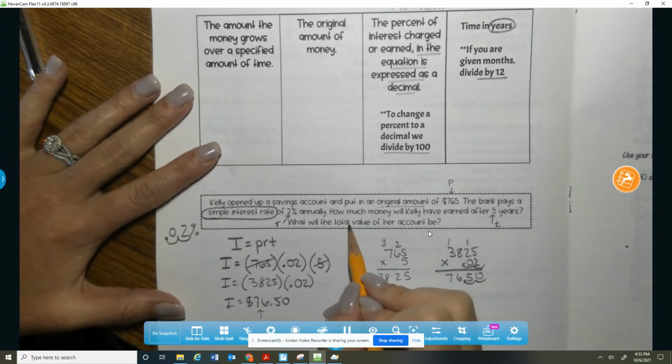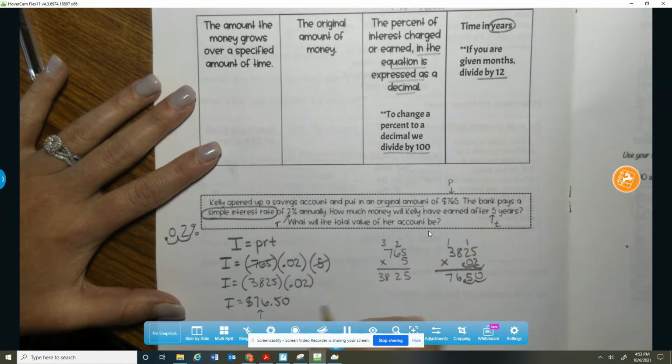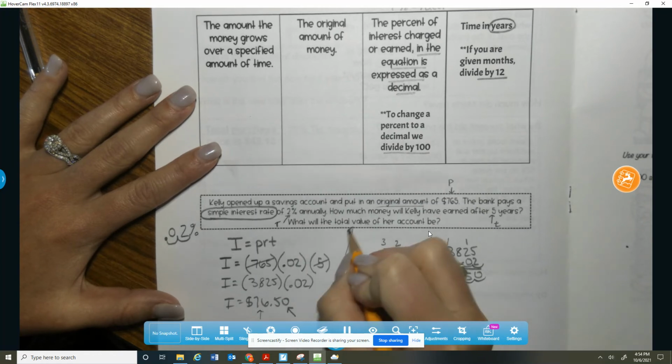Okay, now if we want the total value of her account after that amount of time, you would go through and add this number back to your original, which is 765, plus $76.50. And you would get $841.50 as the total value of her account.